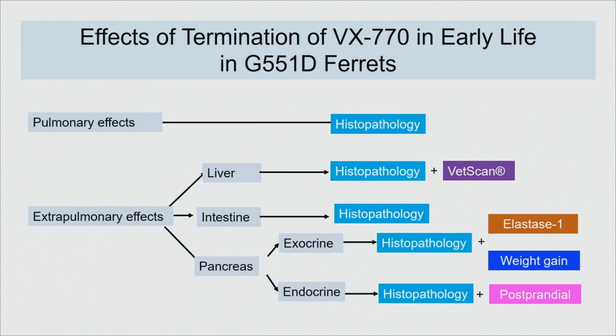The effects we examined include pulmonary effects, but mostly we focus on histopathology. We did not show the functional test yet. So now we mostly focus on the extrapulmonary effects, including the liver, intestine, and pancreas. For the pancreas we also examine the exocrine pancreas and endocrine pancreas, mostly focusing on whether they have pancreatic sufficiency or insufficiency, and whether it affects body weight and glucose, the endocrine effect.